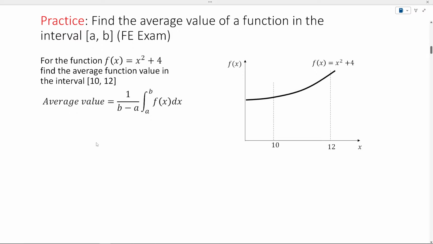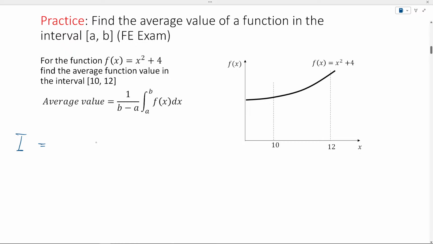Then this problem, I'm not telling you the area under the curve, but I'm telling you to find the average value. So I'm asking for this average value from here to here, not the area under the curve, but this average value from here to here. Okay. And this has a formula, so we can just use the formula.